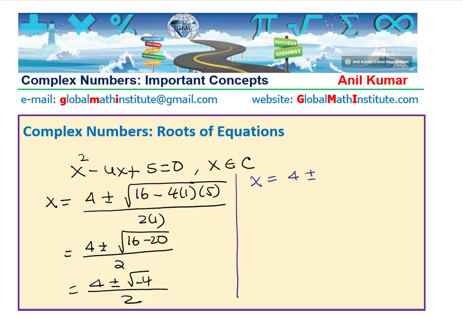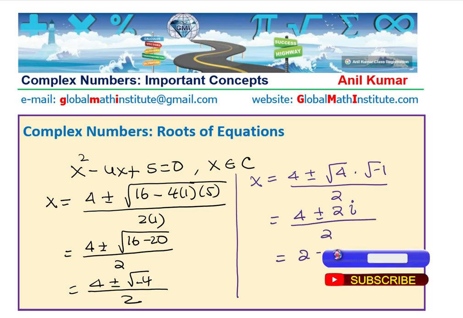Now, let me rewrite this as x equals 4 plus minus. Now, square root of 4 is 2, but square root of minus 1 is i. You get the whole idea. So, you could write this as square root of 4 times square root of minus 1, divided by 2. Right. So this is 4 plus minus 2i, because square root of minus 1 is i, divided by 2 gives you 2 plus minus i as the solution of the given equation.